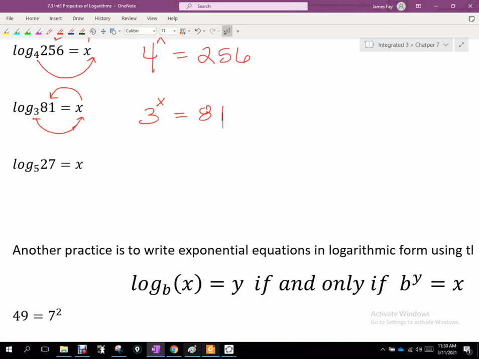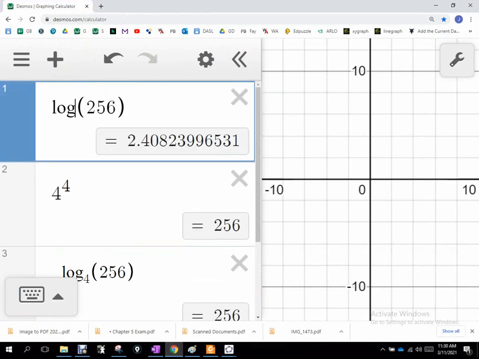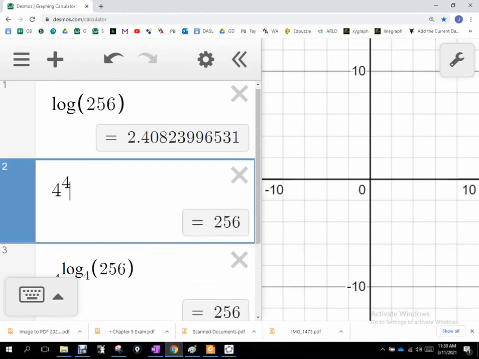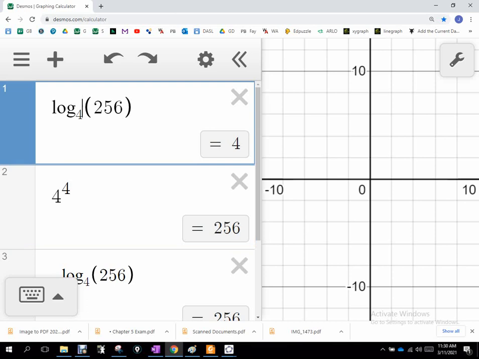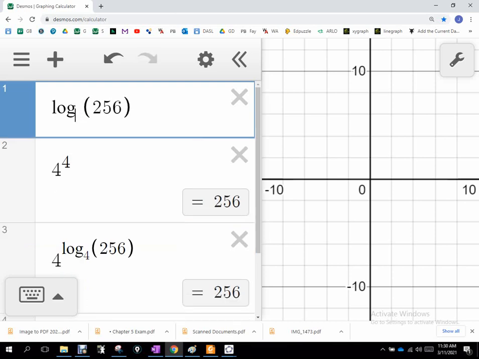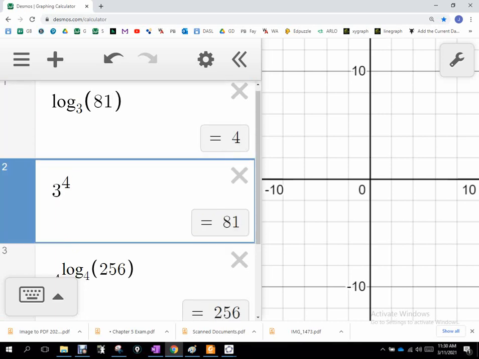Okay? And if we go back to Desmos, log base 3 of 81 does indeed give me that 4. So we could see that 3 raised to the 4th power does give me 81.